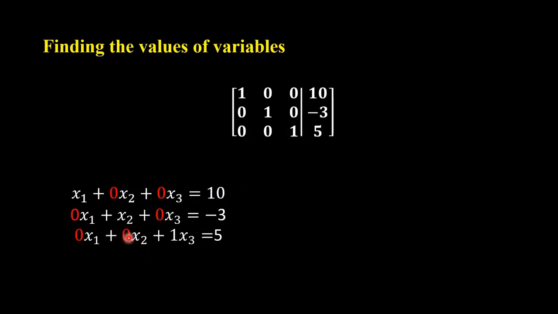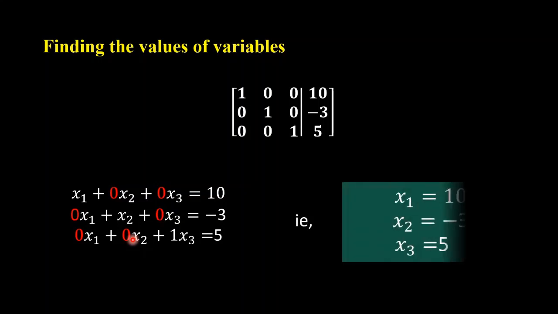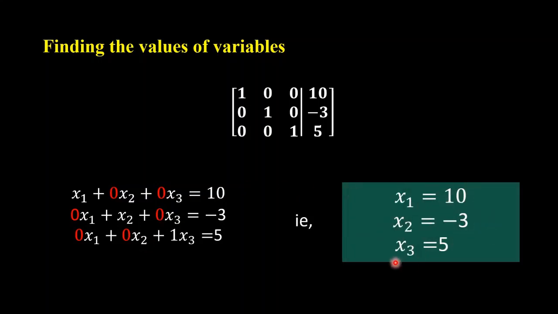So what is this? This is actually x1 equal to 10, x2 equal to minus 3, x3 equal to 5. You can notice that there is no need of back substitution. We can directly get the values of variables from this form, the linear system form of this reduced row echelon matrix. So these are the values of the variables: x1 equal to 10, x2 equal to minus 3, and x3 equal to 5. This is the solution of our system.